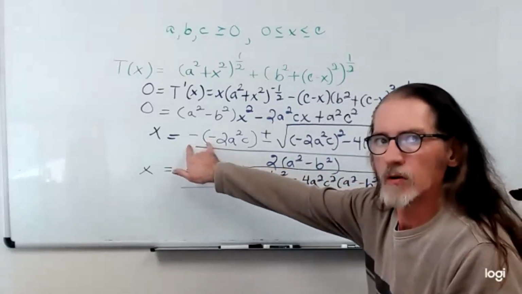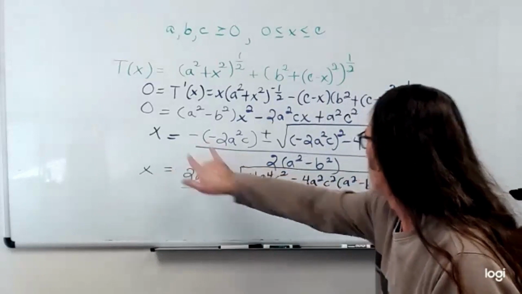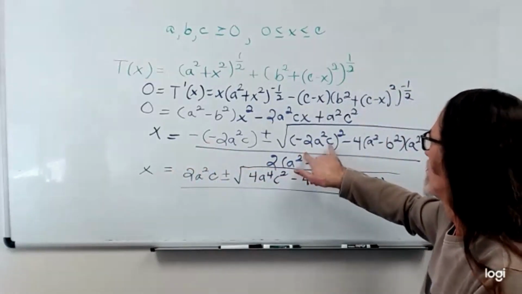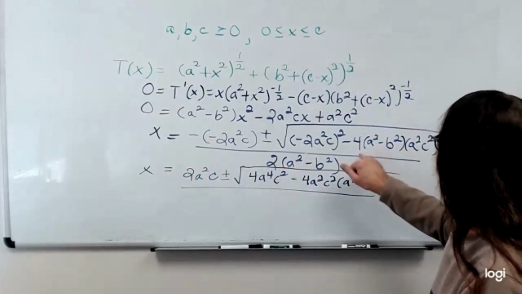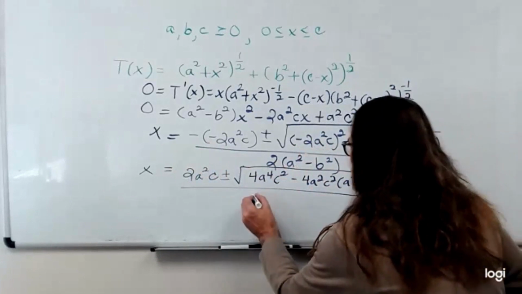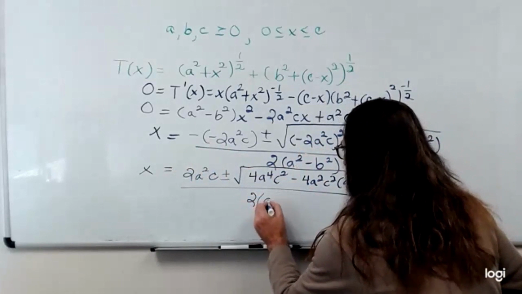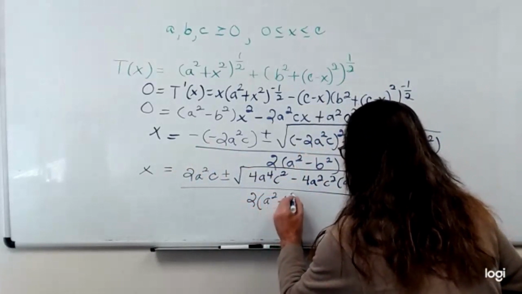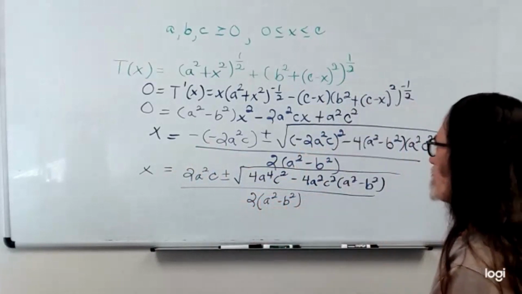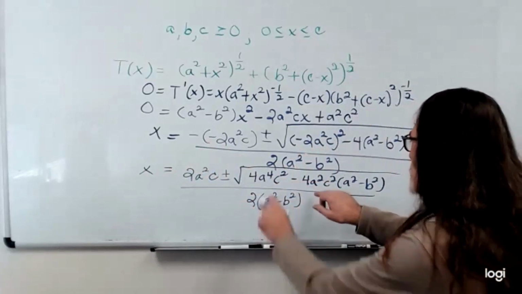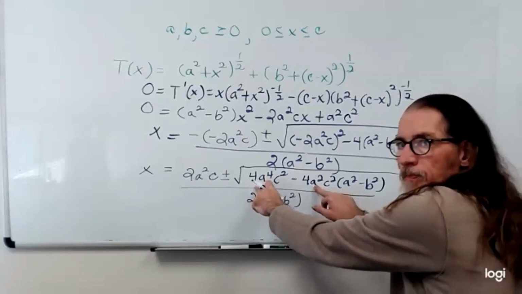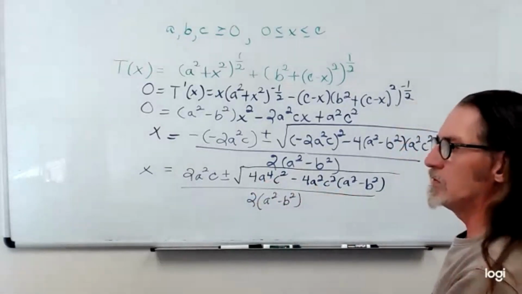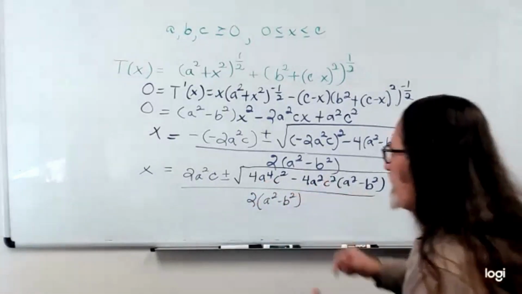Here I've taken care of the two negatives canceling each other out. I've squared here. Here I've just brought the a squared c squared to the front so far. We have as a common factor 4a squared c squared. So I'm going to factor that out.